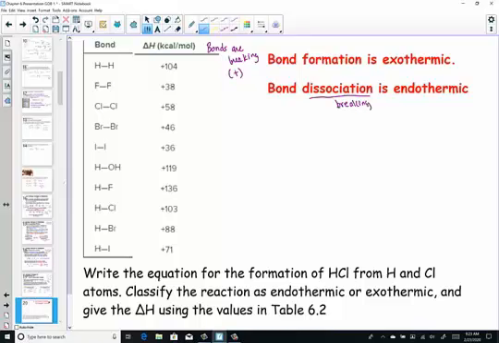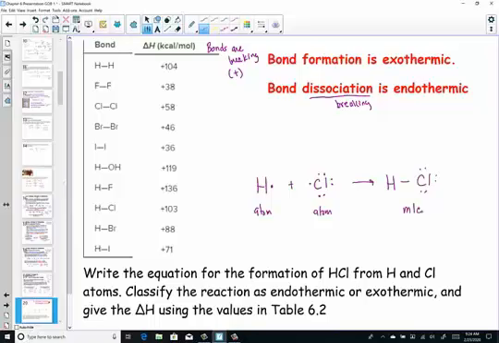So let's practice just reading this chart with this example problem here. It says, write the equation for the formation of HCl from H and Cl atoms. So it's just saying, here's an H, here's a Cl, and it comes together to make HCl. This is a hydrogen atom, this is a chlorine atom, and this is a hydrogen chloride molecule. That's all it's really telling us.